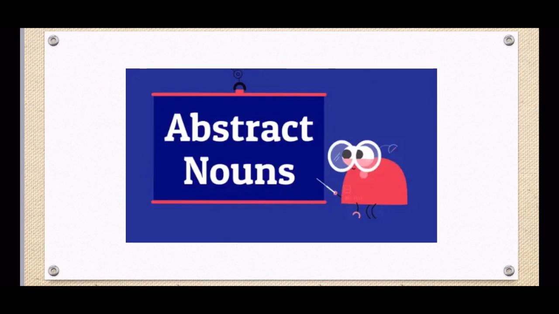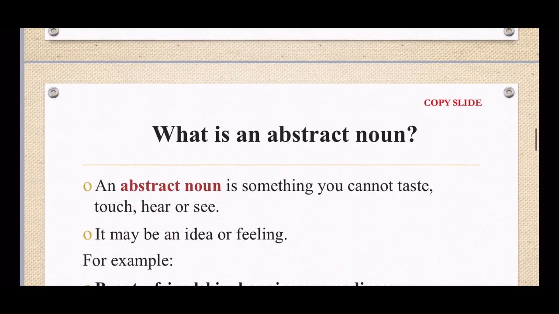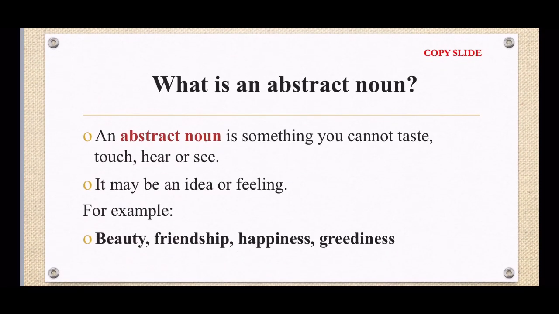So the first thing we'll be looking at today is abstract nouns, right? So what is an abstract noun? An abstract noun is something you cannot taste, touch, hear, or see, right? And this may be an idea or a feeling. So for example, beauty, friendship, happiness, or greediness.